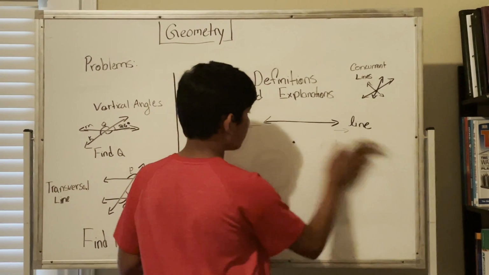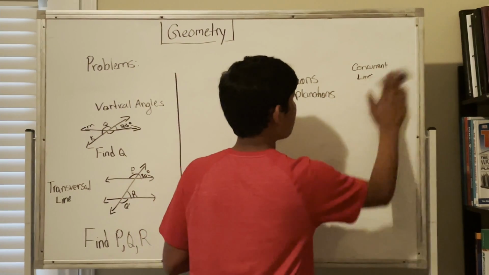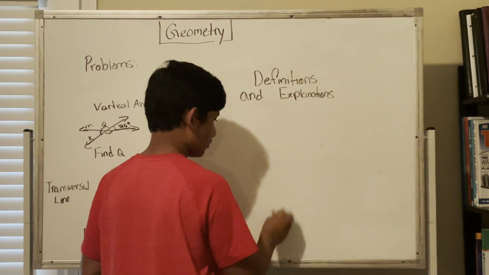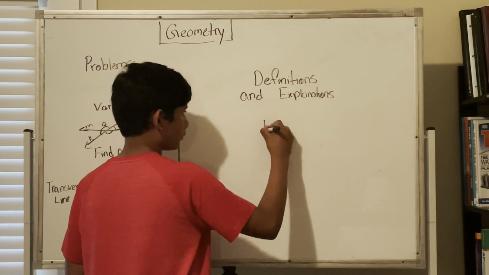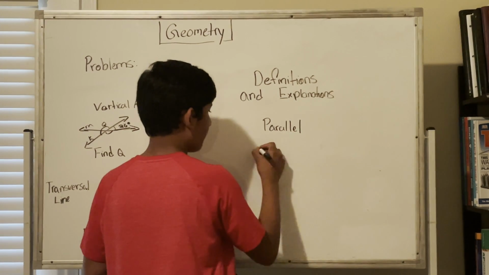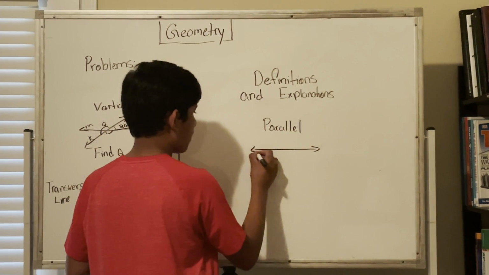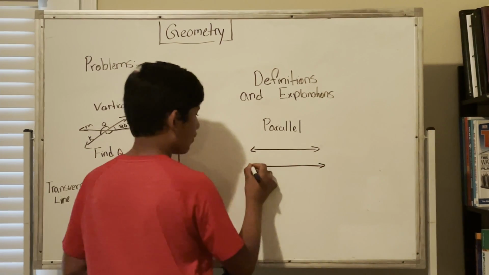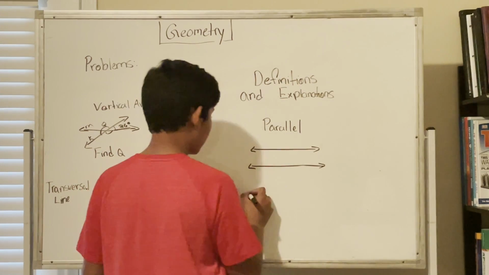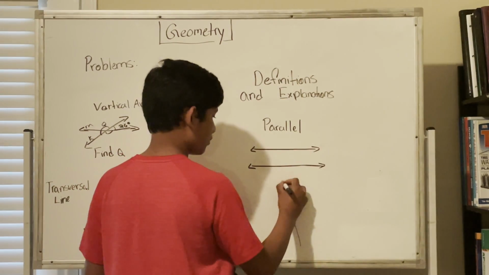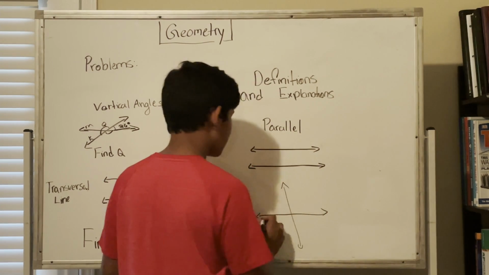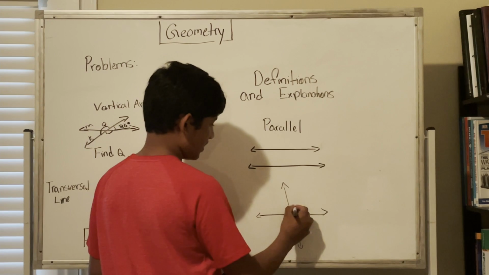Now let's talk about parallel lines and perpendicular lines. Parallel lines are essentially when we have two lines that never intersect. Perpendicular lines, on the other hand, are when we have two lines that do intersect but at 90-degree angles.